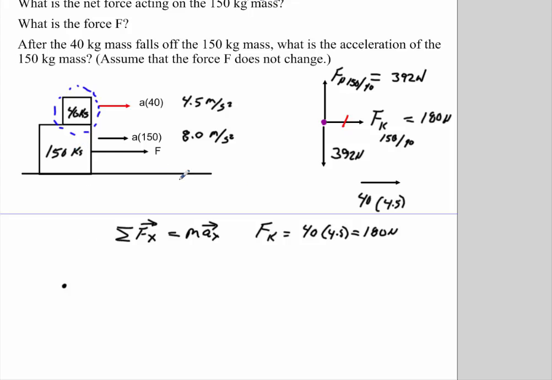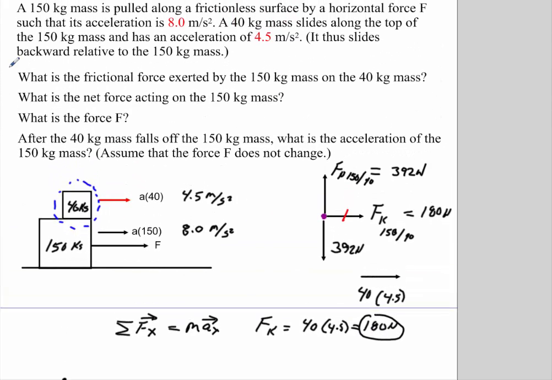Now right before I draw the free body diagram of the 150, I can state that this 180 right here is going to be the frictional force exerted by the 150 kilogram mass on the 40, and we can just put that as 180 newtons. And that's the answer to the first one. I'll do that in red. Alright, now we'll go back.